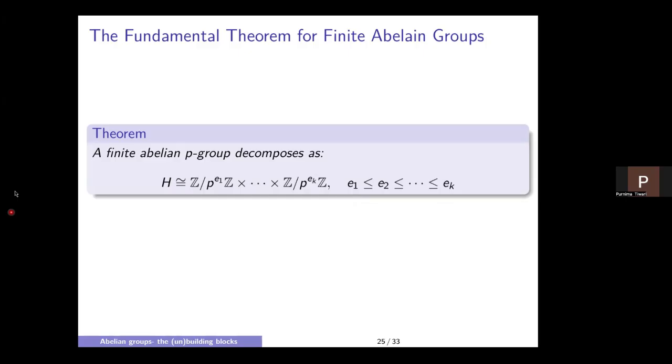Say we have a group of order, say, 8. Then we can decompose it in the form of Z2 cross Z2 cross Z2, like this. We can also write it like this. There's no problem with that. But yes, those are not the only decompositions that would exist.